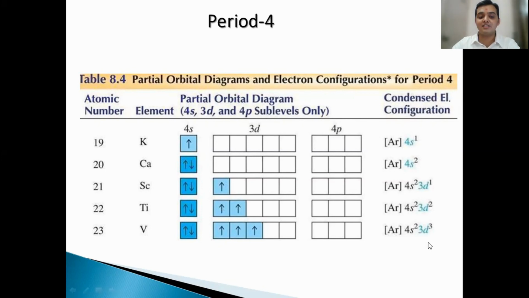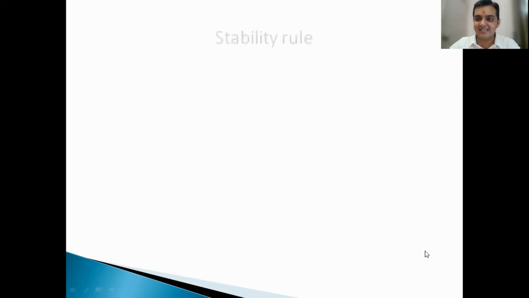So what I am trying to say, suppose I gave you 27, so what will you do? For 27, argon is 18, 4s2 is 19, 20. Then 20 to 27 is how many electrons? 7. So we'll write 3d7. So what is the configuration of 27? Argon 4s2 3d7. That is for cobalt. I'll tell you that again in the next slide.